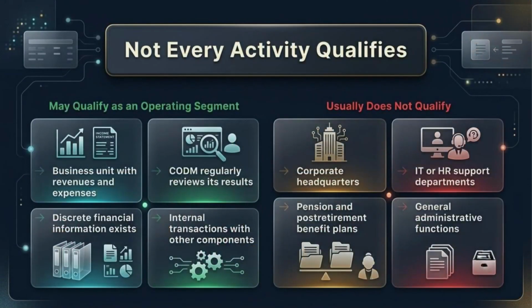Not every internal activity qualifies as an operating segment. A business unit that earns revenue, incurs expenses, has discrete financial information, and is reviewed by the CODM may qualify. But corporate headquarters, human resources, information technology support, finance support, pension plans, and general administrative functions usually do not qualify merely because they appear in internal reports. Segment reporting is about operating components, not every cost center inside the organization.